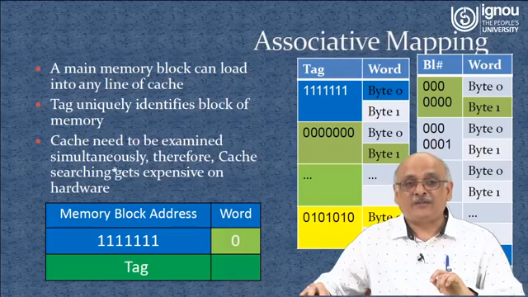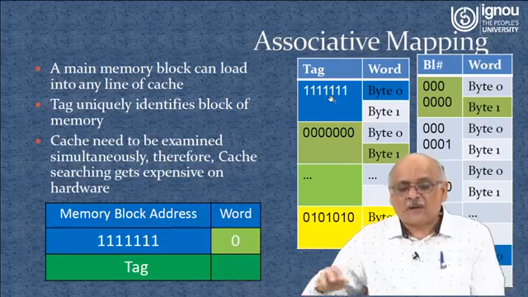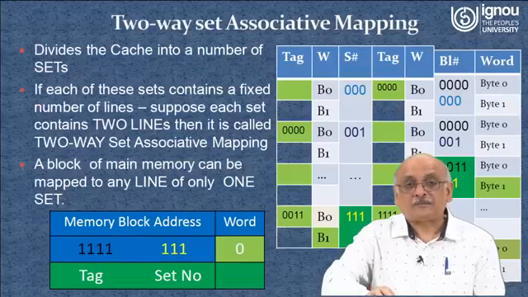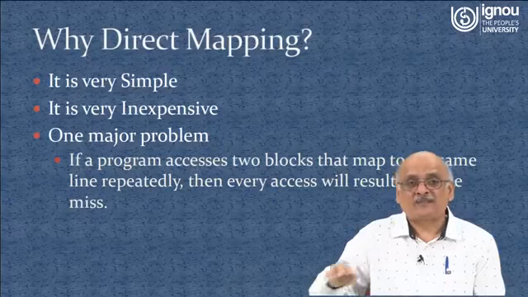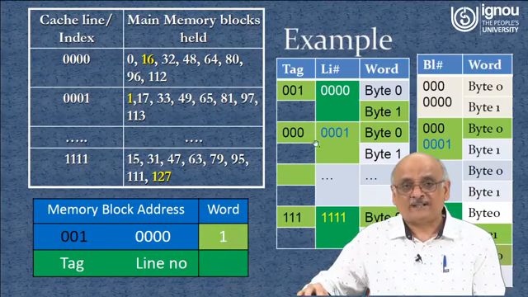The cache needs to be examined simultaneously. Therefore, cache searching gets expensive on hardware. So all these tags need to be organized. Now what am I talking about? Well, look at this particular mapping. The mapping problem here is very, very simple.